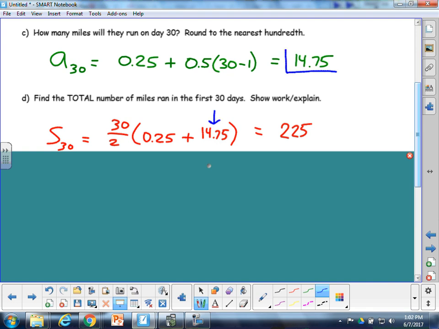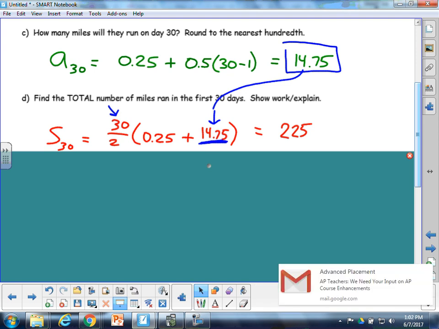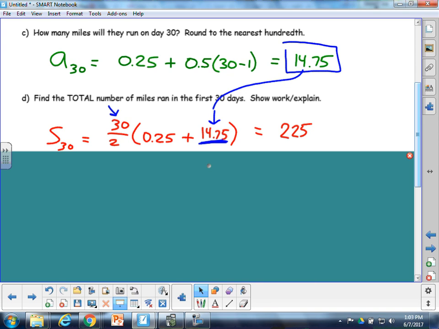That number is how much we ran on the 30th day. Okay, it's tempting, and a lot of people want to put 30 there, but the formula is actually a sub n for that term right there, not just n. So n is 30 here, but the 30th term is 14.75. And this formula comes from when we pair up the terms. We talked about in class, the first term plus the last term, and we have a certain number of pairs and all that stuff. So if you remember that formula. But that gets us 225.